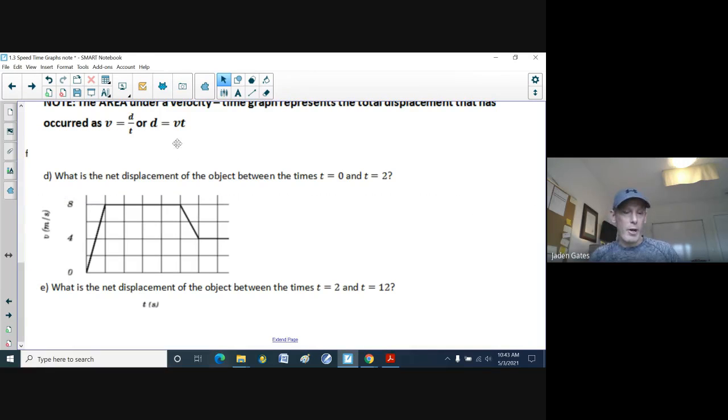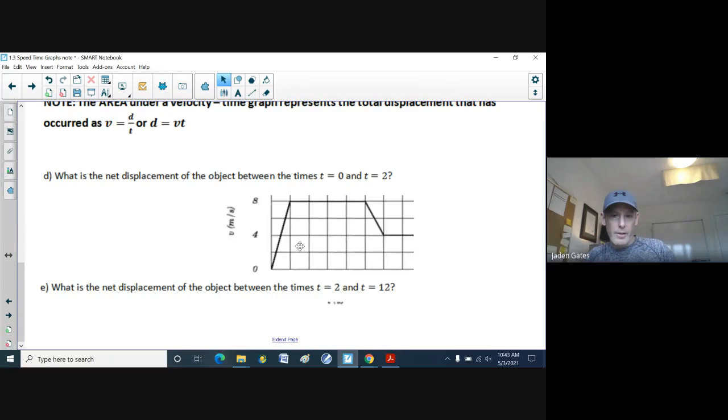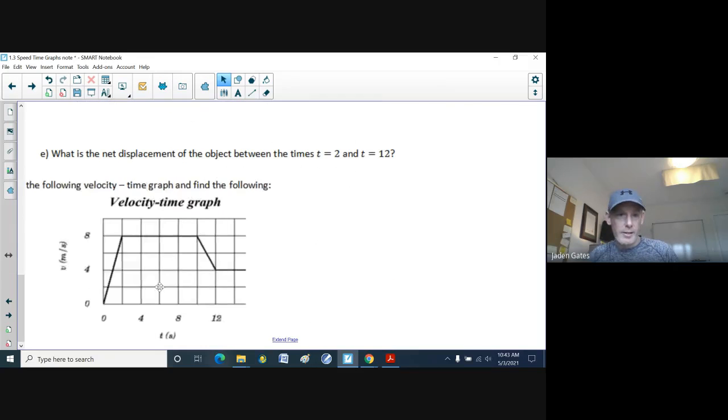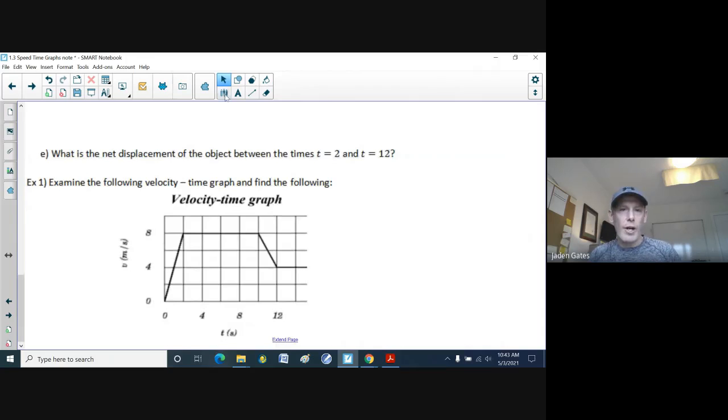Get off there. All right, there we go. So if we want to look at from between 0 and 2 seconds, again, I'm trying to find a nice spot here where I can hide it. There we go. All right. So between 0 and 2 seconds, I want to find the area under the curve. Well, again, there's my 2 seconds right there.